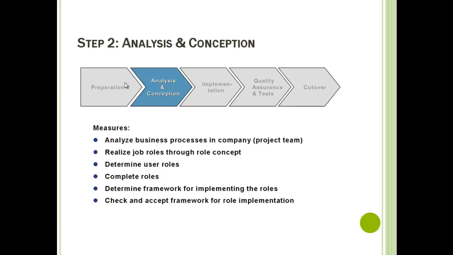So the next step is analysis and conception. In this phase we will analyze the business process in the company along with the project team, and we will realize the job role through the role concept, and determine the user roles. We will complete the roles based on what we have analyzed, and determine the framework for implementation of roles. And finally we check the authorization concept, to detect shortcomings in the concept before actually implementing.